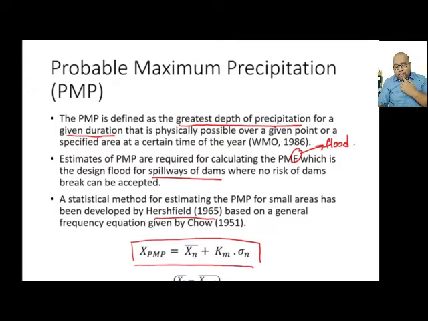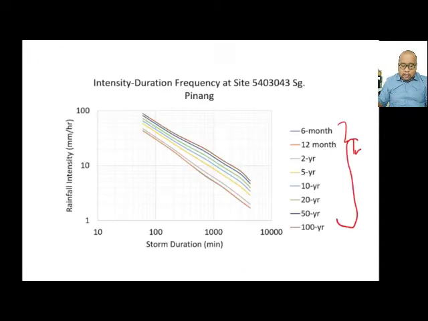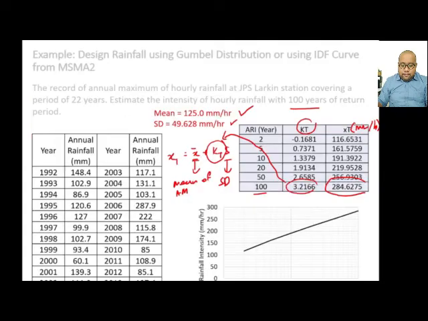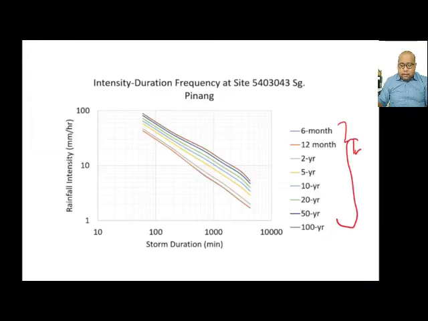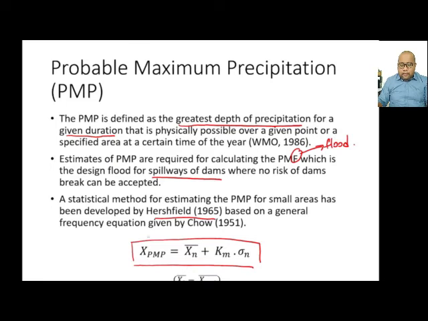So look at this formula. Is it the same as the formula for estimating the design rainfall? Okay, if we look at what we had before, this one. Okay, so basically the formula is the same, which is the X PMP.